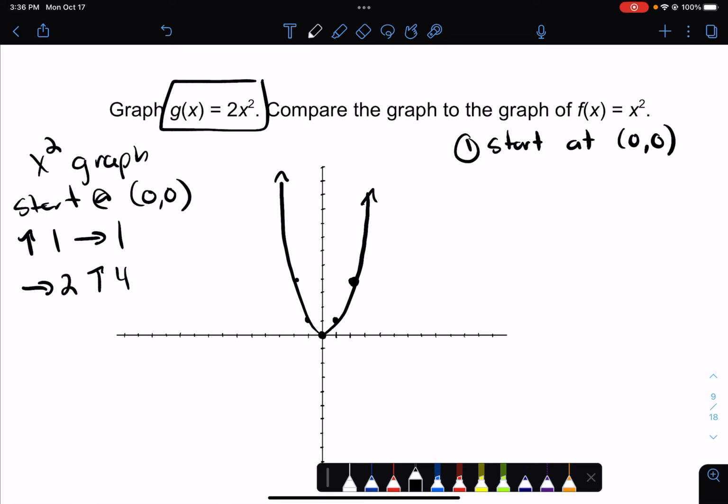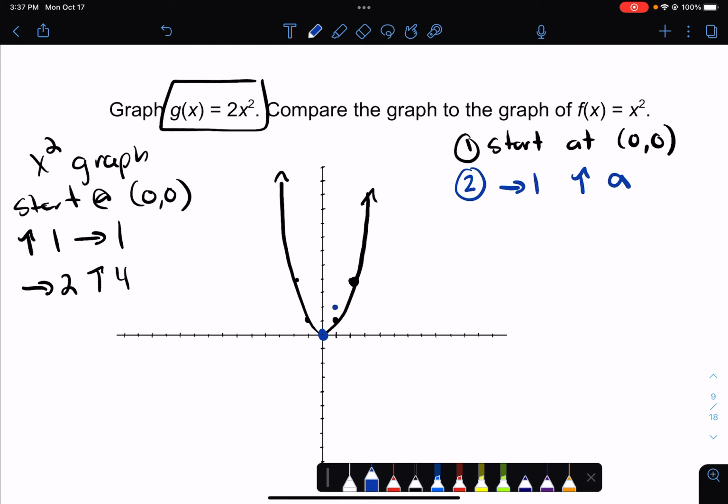But if I want to graph 2x squared, here's what I do. All right, so I still start at 0, 0. I start in the same place. We'll do this one in blue. Step 2 is I'm going to go over 1 and I'm going to go up a. Whatever a is, that's how far I'm going to go up. So I'm going to go over 1 and up 2 because a is 2. That's going to be my first point right there.